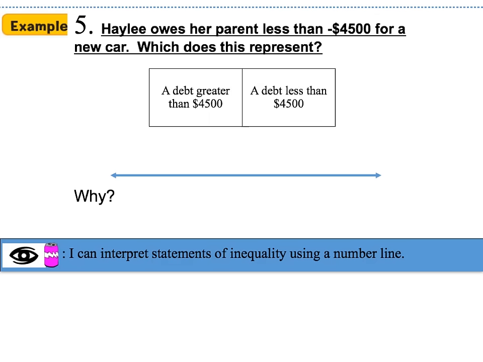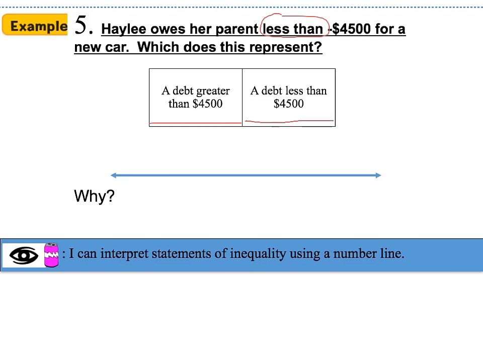Okay, so example 5 is another word problem, and it says Haley owes her parents less than, I'm going to circle the word less than because that's another important keyword, negative $4,500 for a new car. Which does this represent? So I've got two options. It could either represent a debt greater than $4,500, or it can represent a debt less than $4,500.